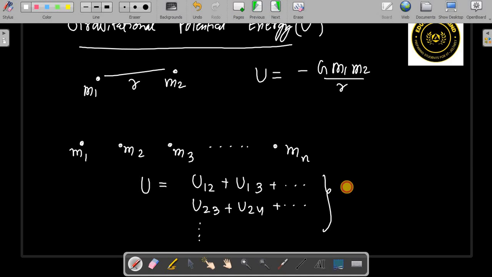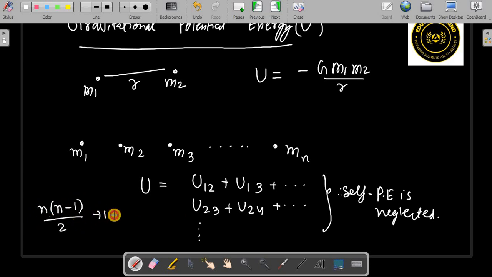Like this you can calculate. Self potential energy is neglected here because they are particles. So if you neglect the self potential energy, how many pairs will come? n(n minus 1) by 2. This is the number of pairs that will come, and we neglect the self potential. Like that we can group and add.